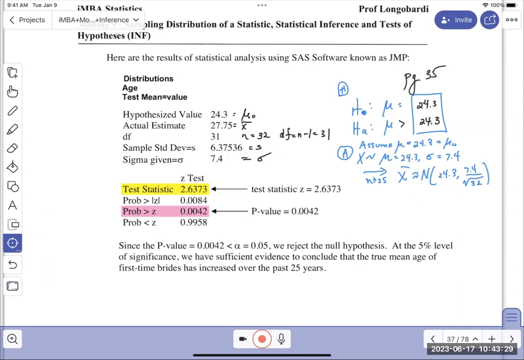And now what do I do? I assess the evidence. Now, if I didn't make the assumption, I couldn't assess the evidence. So the second A is assess the evidence, which is X bar equals 27.75. So we calculate Z from that, the Z stat, and let's see if we get the number on the left side there. So we've got to take X bar minus its mean divided by its standard deviation. What do you get?